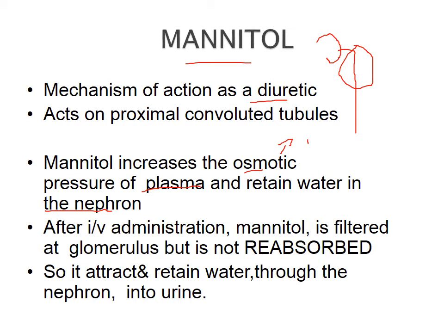After IV administration, mannitol is filtered at the glomerulus and is not reabsorbed. It is filtered here, at the glomerulus, where there are the efferent and afferent arterioles. From there it enters the lumen, the Bowman's capsule, but it is not reabsorbed; it just stays in the lumen. So it is an osmotic diuretic: it draws water from the blood towards the lumen, attracting and retaining water in the nephrons and into the urine.